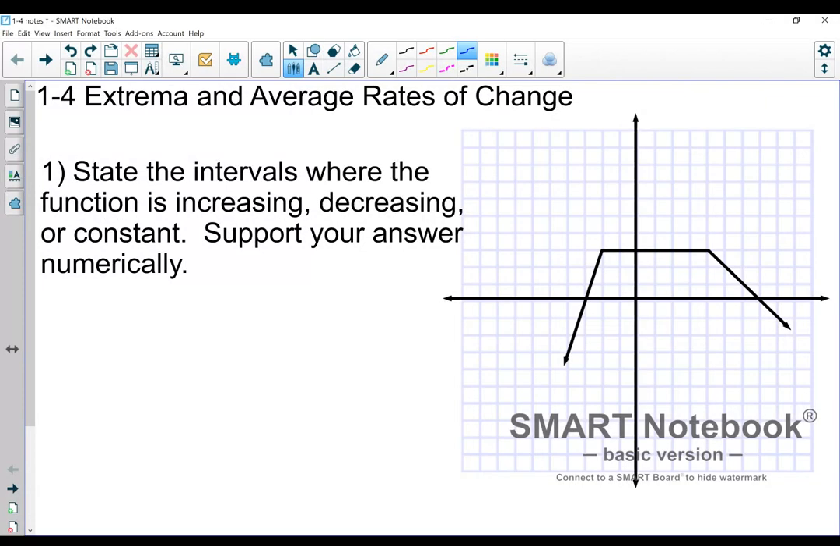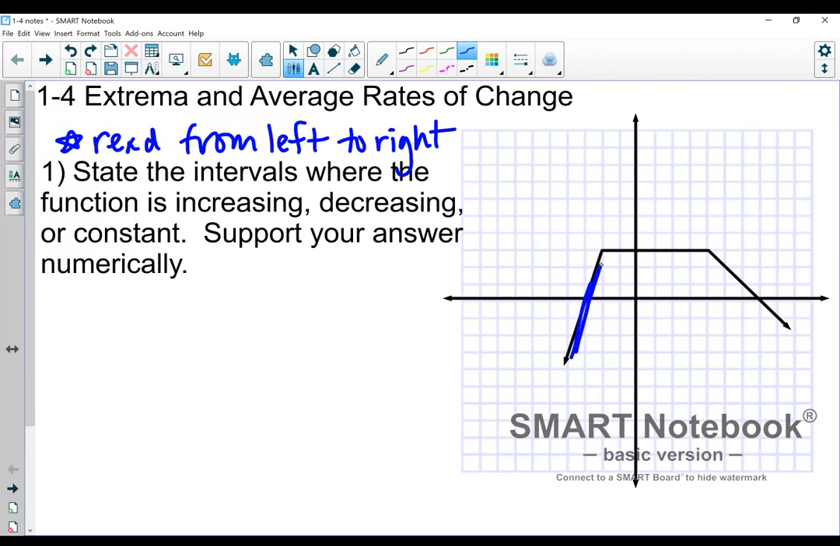So the first thing that I need to warn you about with these graphs is that we are reading them from left to right, just like you would a word. It's really tempting to look at this part of the graph over here and see this arrow down and think that it's decreasing. But really, if I am thinking about reading this graph from left to right, like I would a word, this part of my graph is going up.